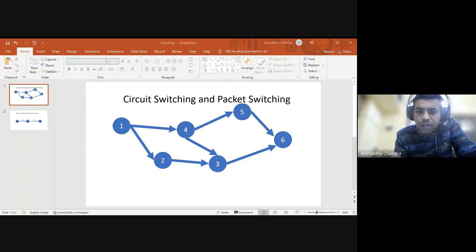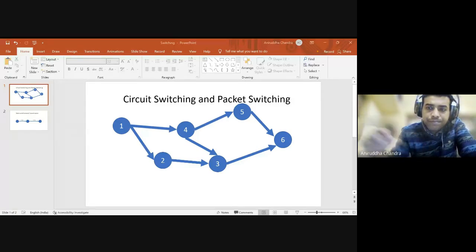If you have forgotten, let me remind you that every communication network is made up of nodes and links. Nodes are of two types: one is the communication node, one is the terminal node. Terminal nodes are those which generate or consume information, and communication nodes are intermediate nodes which only transfer the information from one part of the network to the other part. The links are the connections between the nodes.